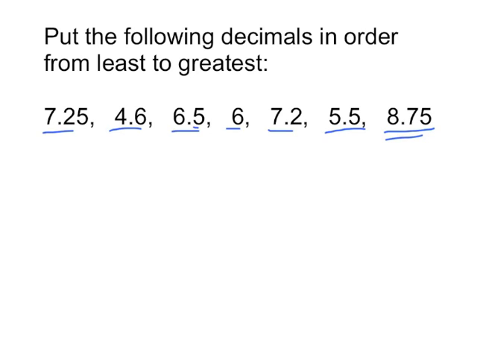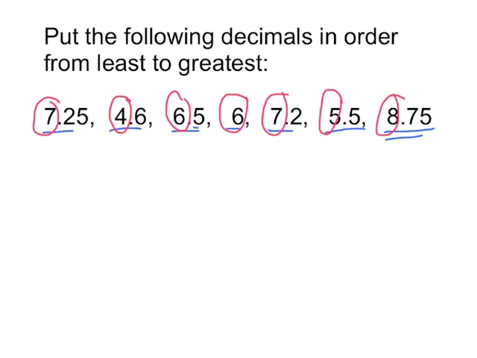When we compare these numbers, we always look at the whole number part first. So the whole number part on these is 7 whole, 4 whole, 6 whole, 6 whole, 7 whole, 5 whole, and 8 whole. So the smallest number here is 4 6/10. Then the next one is 5 5/10. Then we have 6 and 6 1/2. Well, 6 is smaller than 6 1/2, so 6 is next.